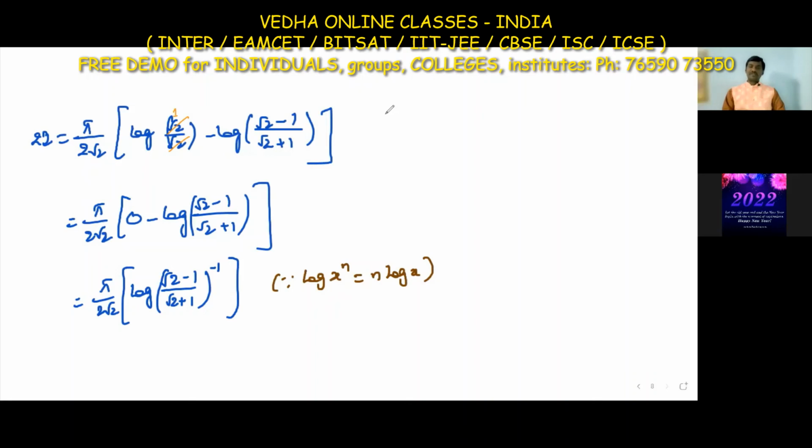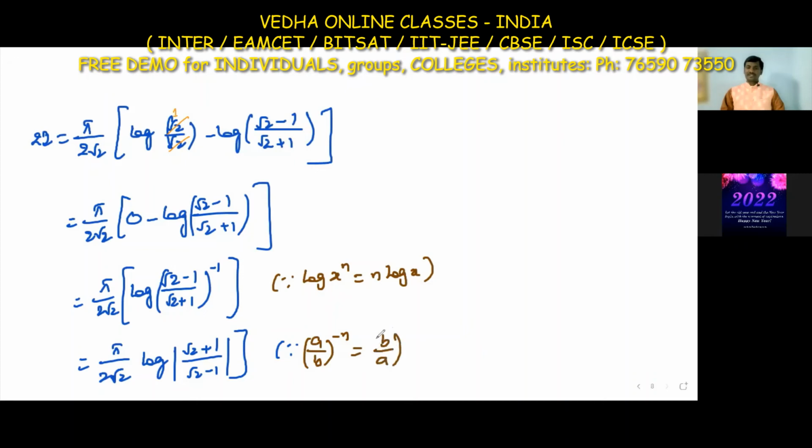Whenever we have the power negative, we can just interchange. So pi divided by 2 root 2 into log of (root 2 plus 1) we write in the numerator and (root 2 minus 1) we write in the denominator. What is the formula here? Here also we can apply the formula (a by b) whole to the power minus n. Whenever we have the negative sign, just interchange the numerator and denominator, so we can write it positive.